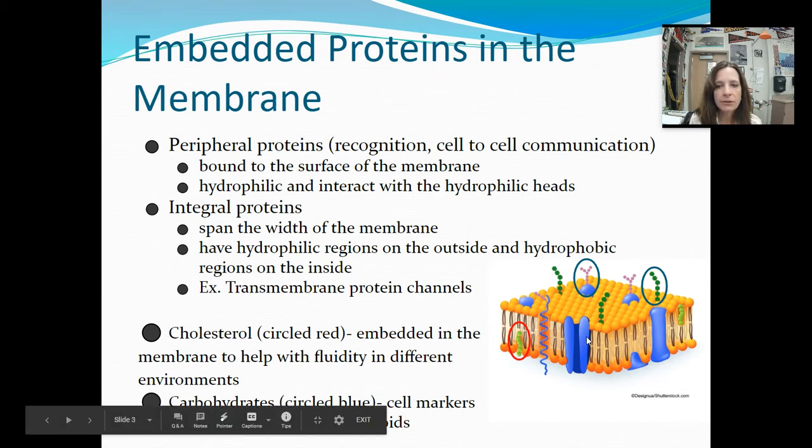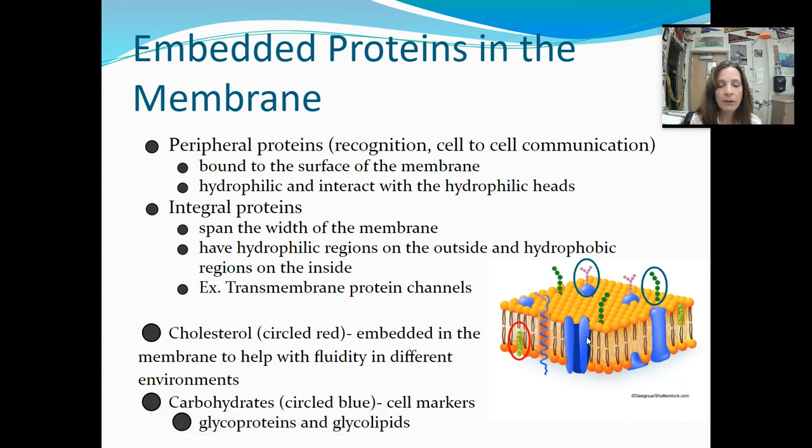And then the blue circled things are carbohydrates. So these right here are carbohydrates like glycoproteins and glycolipids. And their function is cell markers. So glyco, remember, is sugar. So this is sugar attached to a protein, or you have a sugar attached to a lipid.